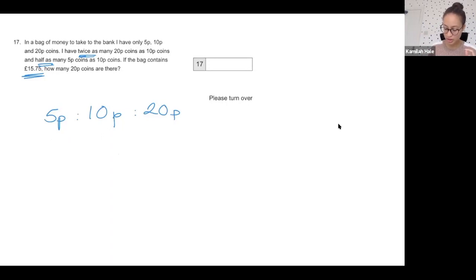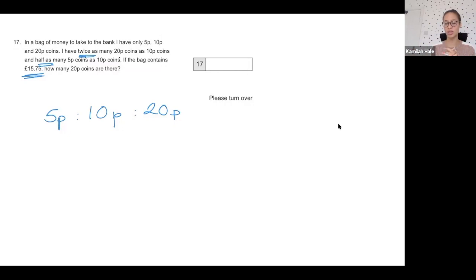So let's go back to the wording of the question. So I have twice as many 20p coins as 10p coins, and half as many 5p coins as 10p coins. Which one do I have the lowest amount of? 5p, 10p, or 20p? Which do I have the least of?